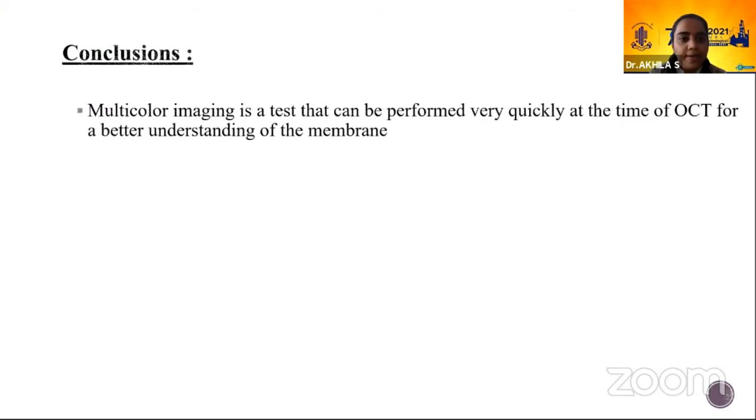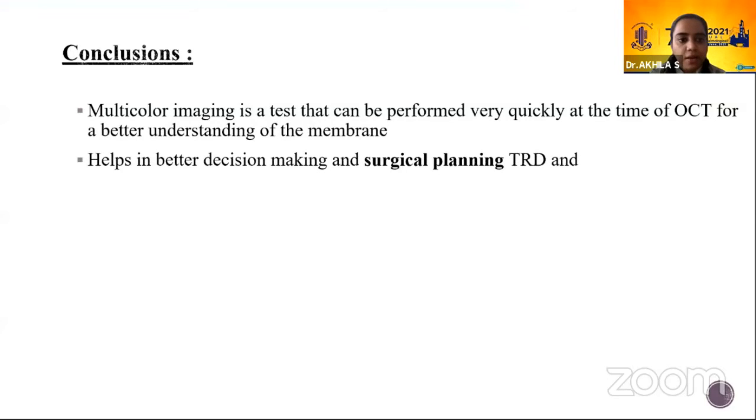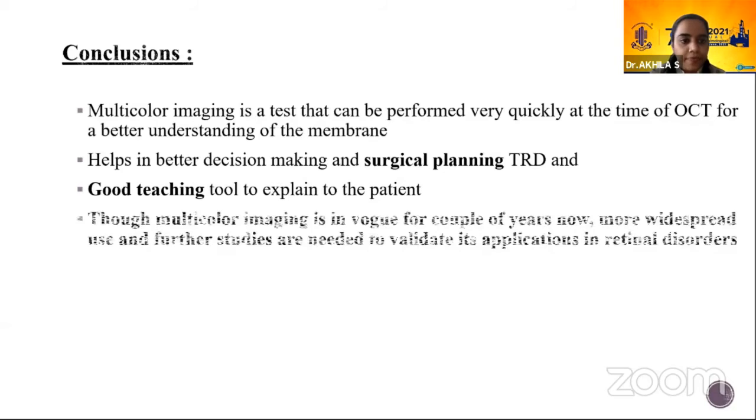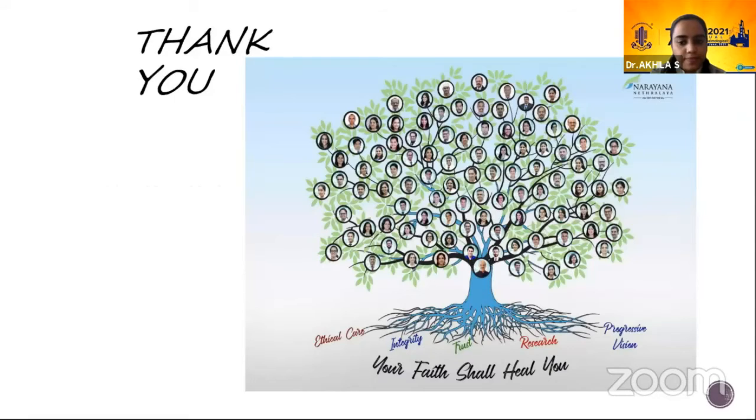To conclude, multicolor imaging is a test that can be performed very quickly at the time of OCT for a better understanding of the membrane. It helps us take a better decision and plan surgery for tractional retinal detachment. It is also a good teaching tool to explain to the patient what is actually happening. However, though multicolor imaging has been in vogue for a couple of years now, more widespread use and further studies are needed to validate its application in various retinal disorders. Thank you.